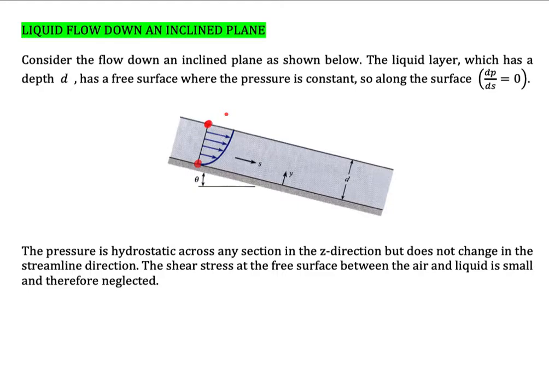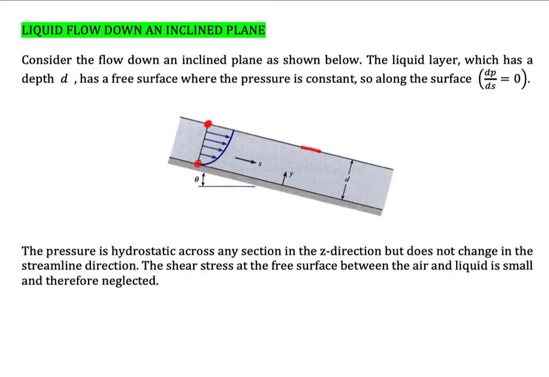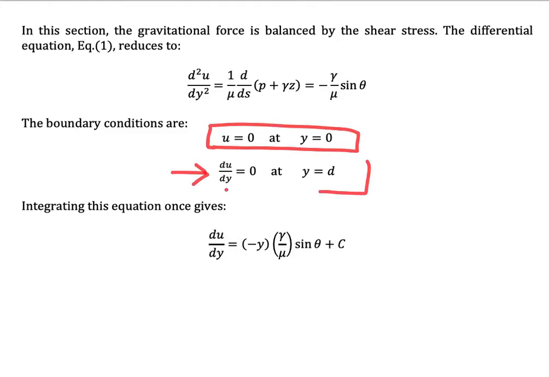Here the trick is we take u equal to 0 at y equal to 0. This is quite straightforward. But for the second one, the trick is that in this situation the velocity at this surface is not given. It is different from the previous example where the velocity of the upper plate is given. So in this situation, we could use a trick like this.